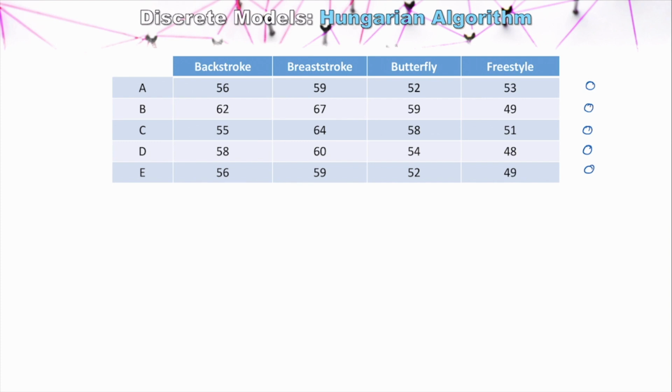Now the thing about applying the Hungarian algorithm at this point is if we start at step 1 and look at each row, because I've got a 0 on each row, it means that we're going to be subtracting 0. So we just skip step 1 and we go straight to step 2, which is subtracting the smallest number from each column. So the backstroke here, no matter what, is going to cost us 55 seconds. The breaststroke, it's going to cost us 59 seconds. The butterfly, it's going to be 52 seconds. And the freestyle, it's going to be 49 seconds as the minimum time. And we now create our new array.